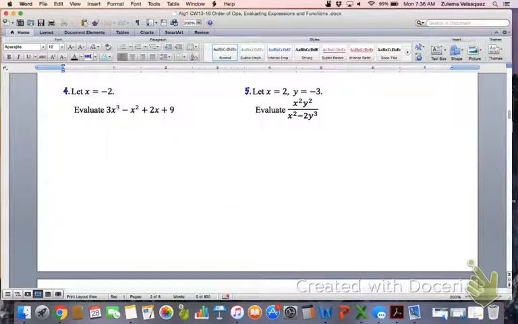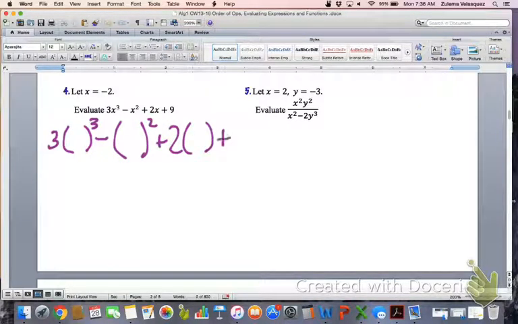So a little bit more intense. They have more going on, so we just got to keep using that order of operations. The idea is the same. It's just more steps to keep an eye out for. So I'm going to start with 3. I'm going to cube the x minus another x squared plus 2 times another x plus 9.